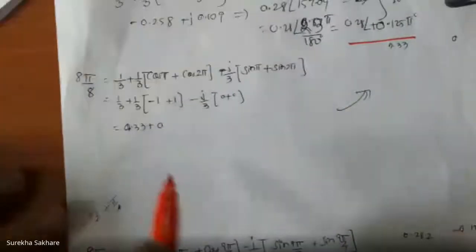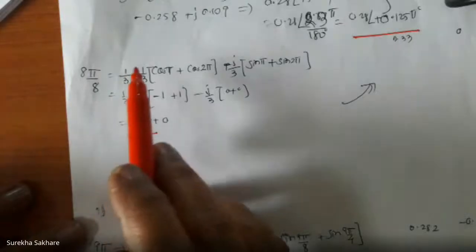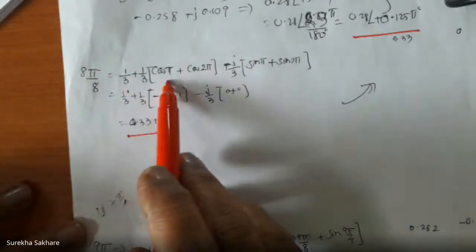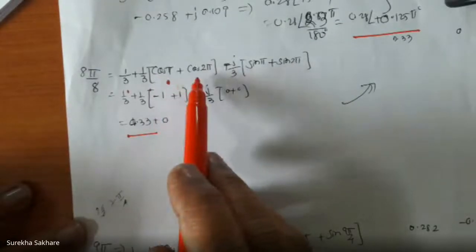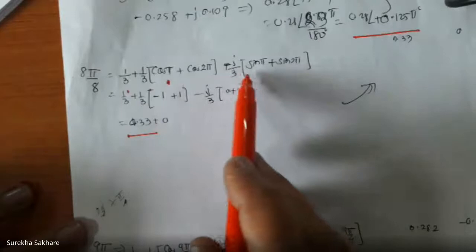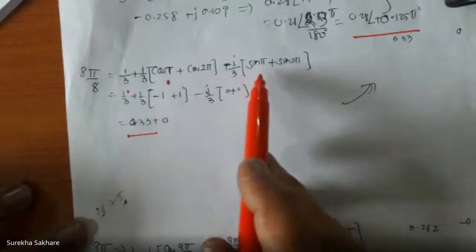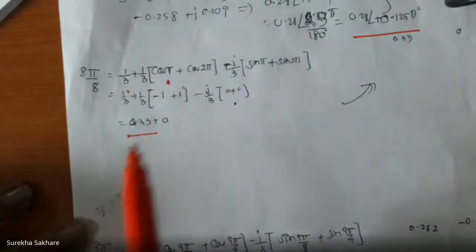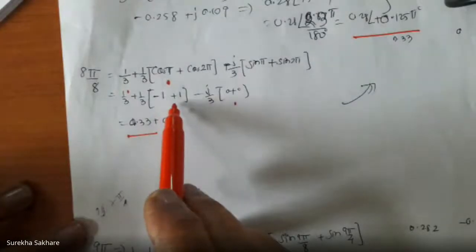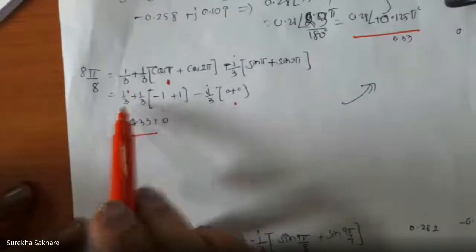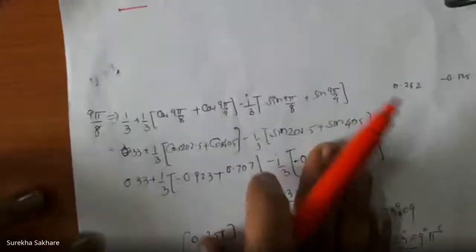8 pi by 8 is very simplified, like you have 1 by 3 plus 1 by 3 cos of pi. 8 by 8 is almost cancelled. Cos pi, cos of 0.25 minus j by 3 sin pi, sin plus 2 pi. Sine of any angle of pi is going to be 0. And this is going to be minus 1 plus 0, this thing is 0. So this term is going to be 0. Only term left is 0.33. Okay. Similarly for 9 pi by 8, we got the answer.